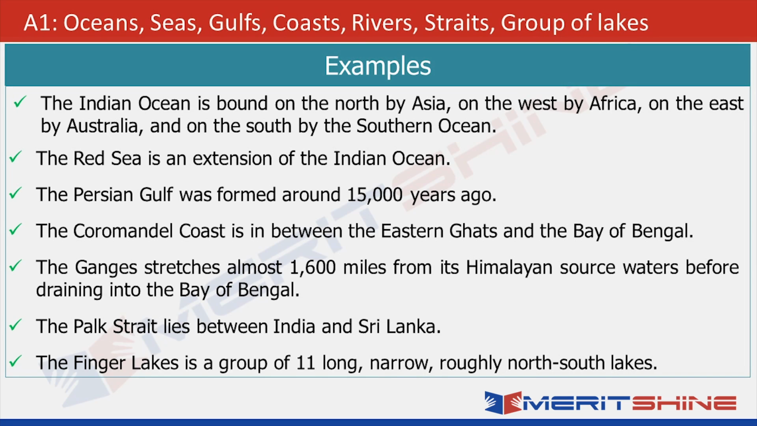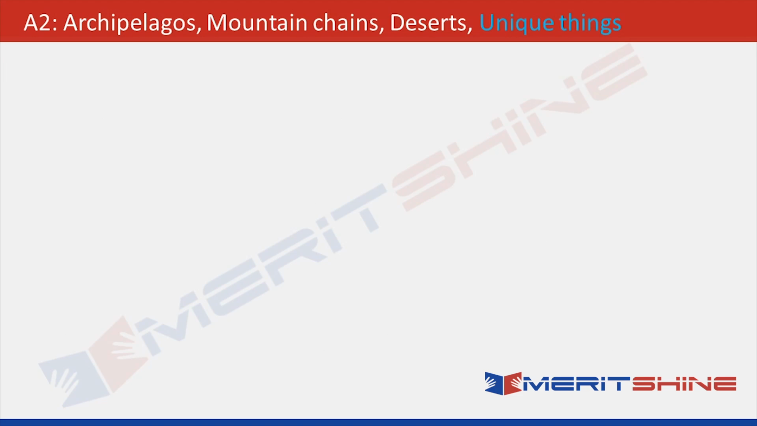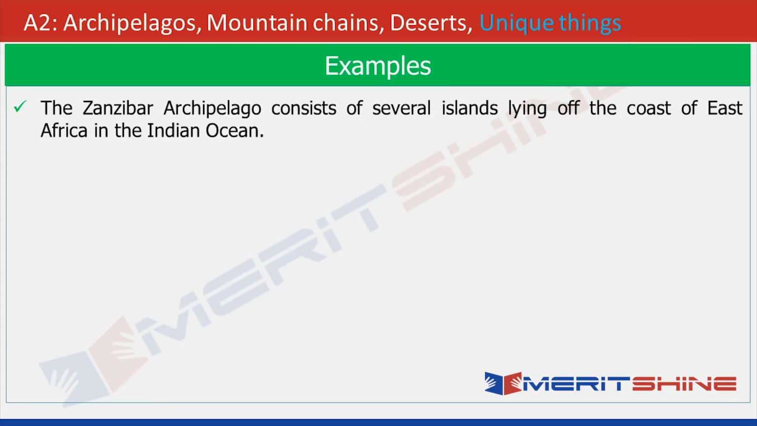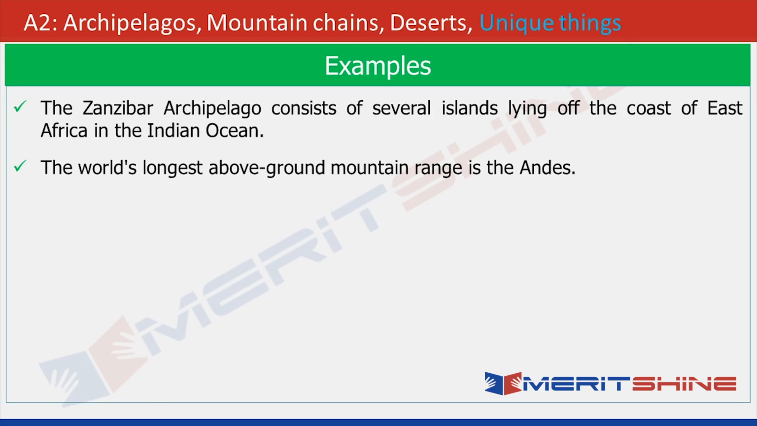Let us now move to A2, which has the names of archipelagos, mountain chains, deserts, and unique things. Let's look at some examples. The Zanzibar archipelago consists of several islands lying off the coast of East Africa in the Indian Ocean. In this sentence, Zanzibar Archipelago, being the name of an archipelago, takes the article the. The world's longest above-ground mountain range is the Andes. In this sentence, Andes, being the name of a range of mountains, takes the article the.